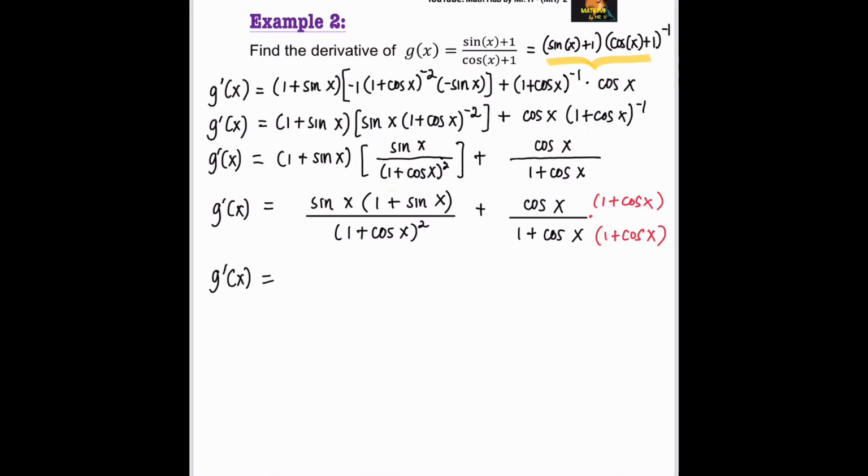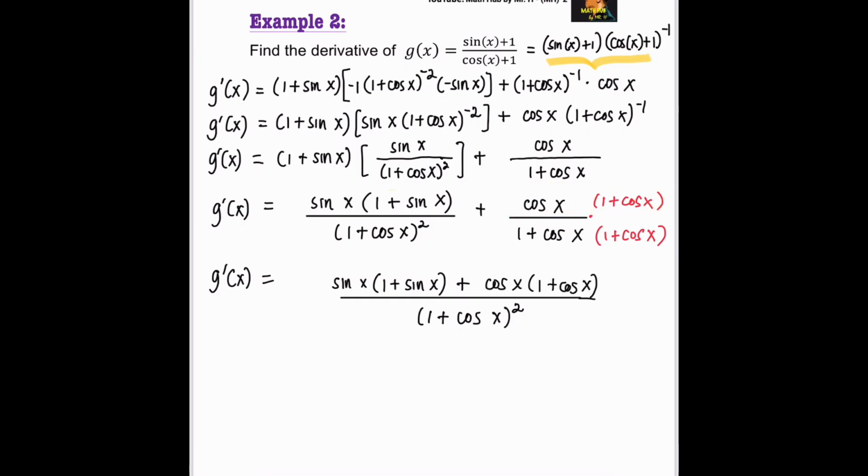And now we can write it as a single fraction because now they have the same denominators. And the denominator is quantity 1 plus cosine x to the power of 2. So basically here we just simply copy because we didn't multiply anything, plus cosine x times 1 plus cosine x, so we copy them first.